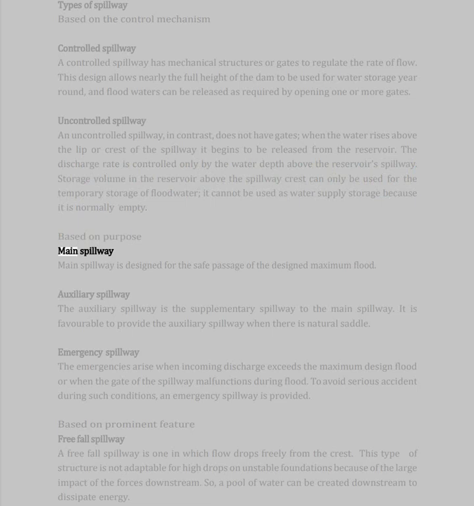Based on purpose: main spillway. The main spillway is designed for the safe passage of the designed maximum flood. Auxiliary spillway: the auxiliary spillway is the supplementary spillway to the main spillway. It is favorable to provide the auxiliary spillway when there is a natural saddle.